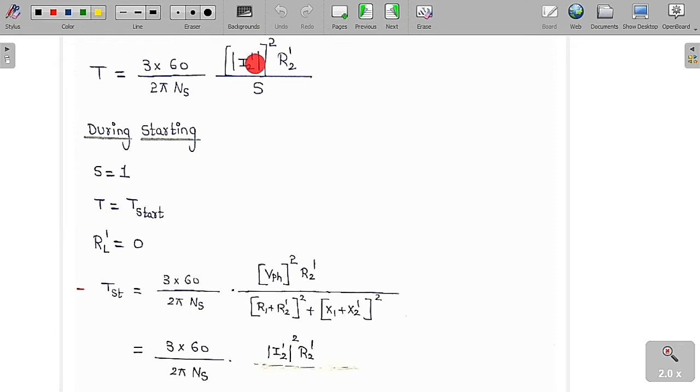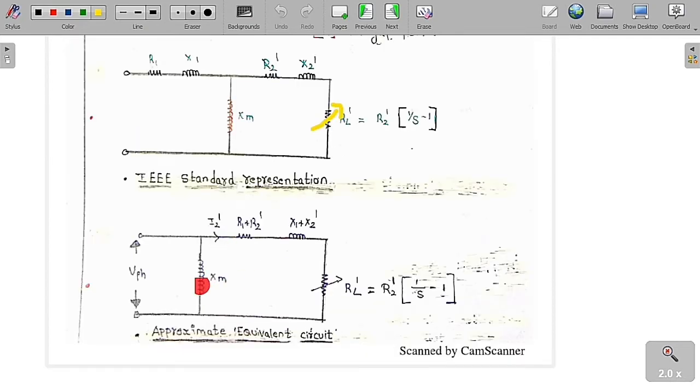So what is the value of I2 dash? I2 dash is nothing but V phase by the square root of (R1 plus R2 dash) whole square plus (X1 plus X2 dash) whole square. Suppose if this is a circuit, then what is I2 dash? At starting S is equal to 1, so this value will become 0. So I2 dash is equal to V phase by R1 plus R2 dash plus j into (X1 plus X2 dash). But I want the magnitude value. Therefore V phase by the square root of (R1 plus R2 dash) whole square plus (X1 plus X2 dash) whole square.